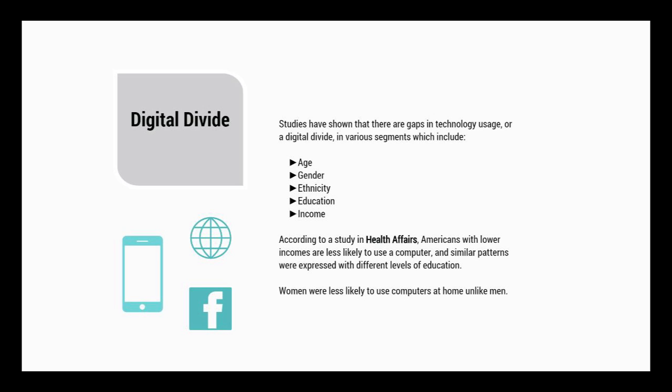Another impact that technology has on society is the digital divide. This is separating those who use technology versus those who don't or can't get access to it. Some studies have shown that there are gaps in the various ages, genders, ethnicities, education levels, and income. According to a study in Health Affairs, Americans with lower incomes are less likely to use a computer. Similar patterns were expressed with different levels of education. The higher level of education you have, the more likely you are to own a computer at home.